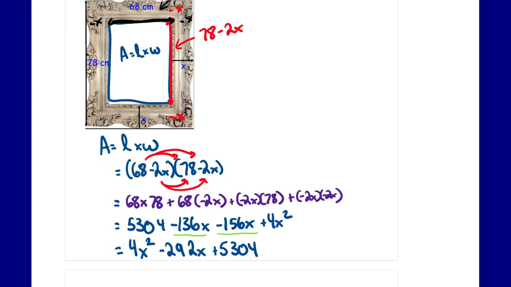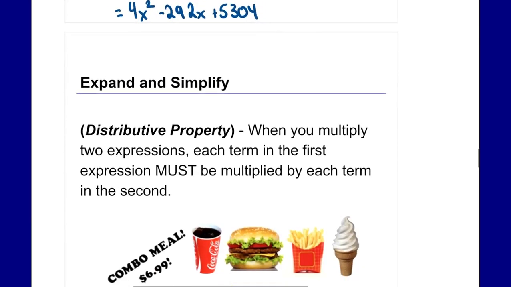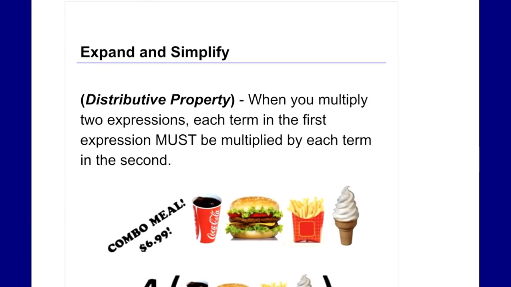So this was more of an application of what we're going to be looking at. And what we're going to be looking at is expanding and simplifying our distributive property. So when you multiply two expressions, each term in the first expression must be multiplied by each term in the second. You might have heard of the FOIL method, specifically when we're multiplying two terms by two terms, right?